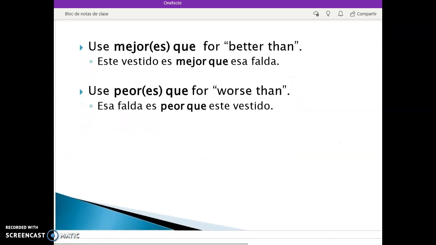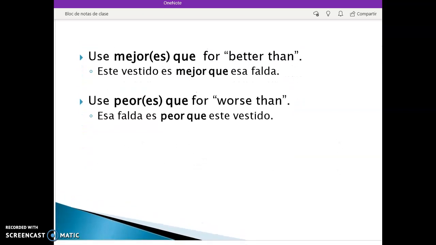And then a couple of phrases that don't require that you have this adjective in between is better than or worse than. So the word mejor, it means better. Mejores when you're talking about something that's plural. Peor is worse. Peores when it's plural. So better and worse. So este vestido es mejor que esa falda. This dress is better than that skirt.